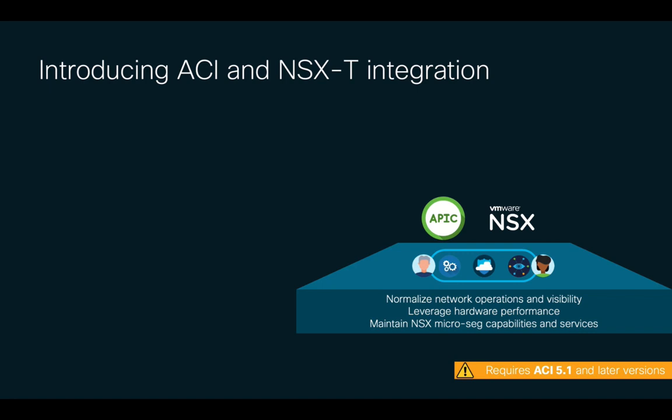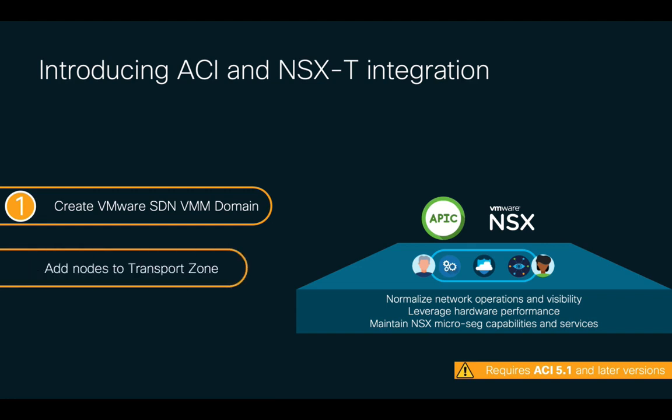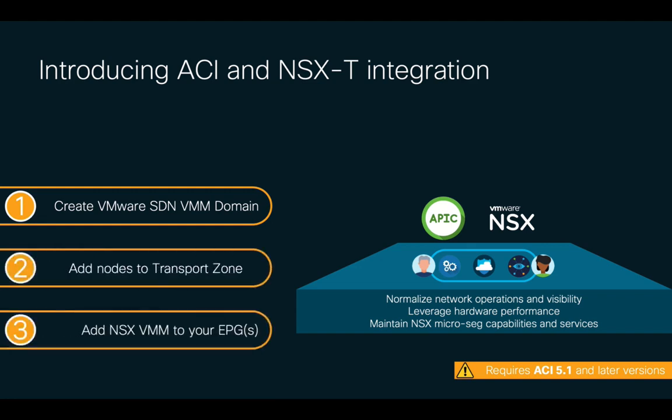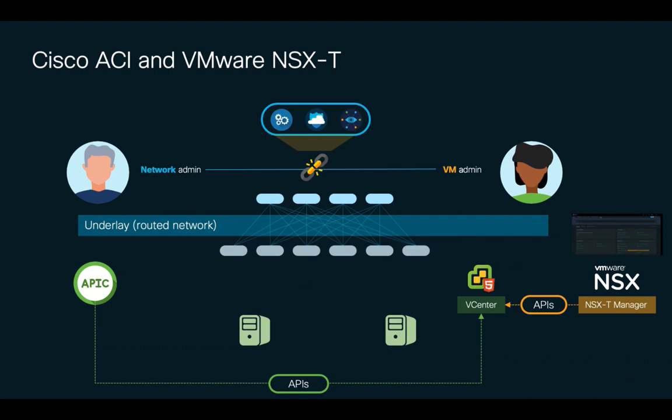ACI to NSX-T integration just takes 3 simple steps, and it follows the main concepts you already know. First, you have to create an NSX VMM domain, which is called VMware SDN in ACI. Then, you associate your compute nodes to the transport zone on NSX-T Manager. And last, you associate your EPGs to the NSX domain you created in step 1. That's it. Let's now take a closer look at these steps and how the integration works.